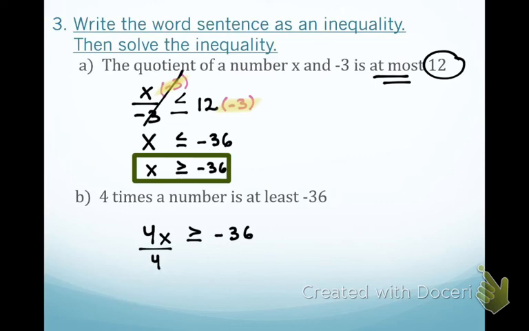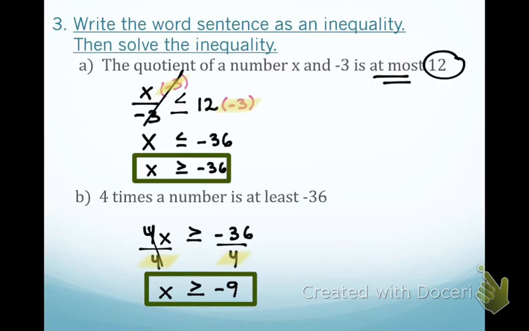Maddie, how do I get x by itself? Okay, I'm going to divide by 4 on both sides. When I do that, I find out that x is greater than or equal to negative 9. Jacoby, do I need to flip the symbol? You only flip the symbol if the last thing you did is multiply or divide by a negative number on both sides. Look right here. I divided by 4 on both sides. Is that a negative number? No, so I don't need to flip the symbol, and that is my final answer.